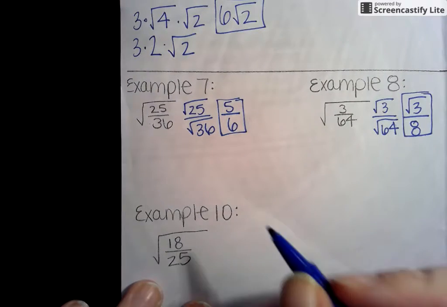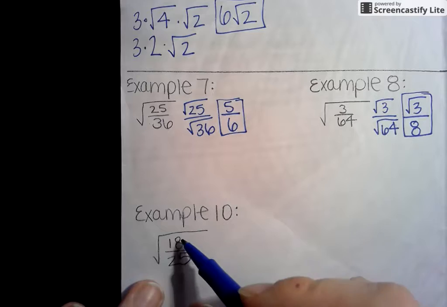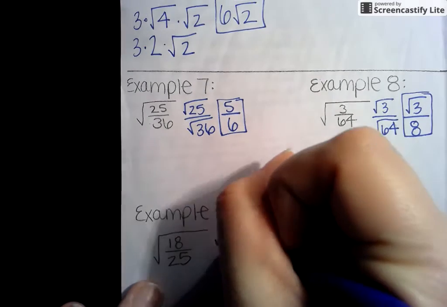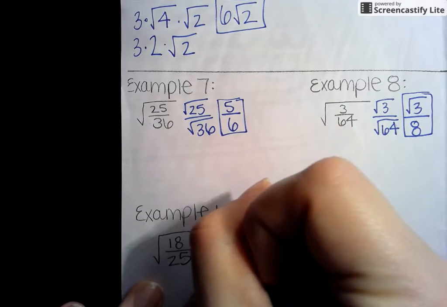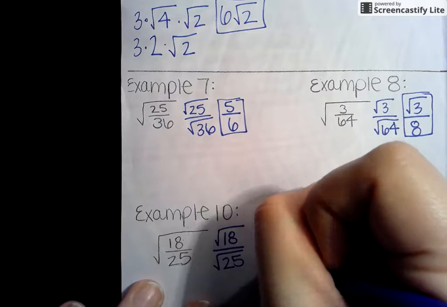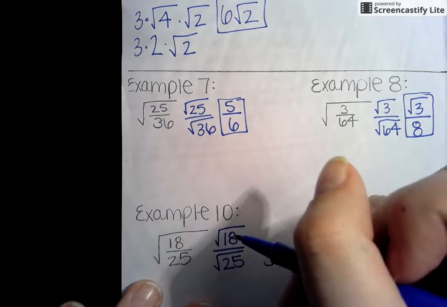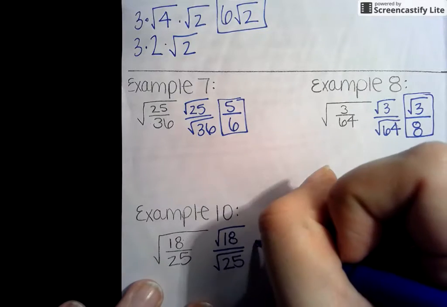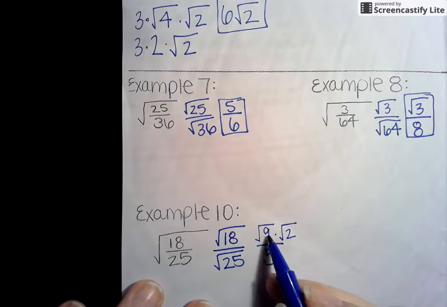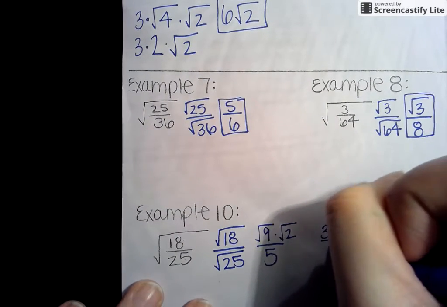This last one, I have the square root of 18 and 25. Again, I have to ask myself, can I simplify 18 and 25? I can't. So what I'm going to do is I'm going to take the square root of 18 and take the square root of 25. Well, I know the square root of 25 is 5, but the square root of 18 I can actually simplify, and I know that that's the square root of 9 times the square root of 2. Well, I know the square root of 9 is 3, so it's 3 times the square root of 2 over 5.